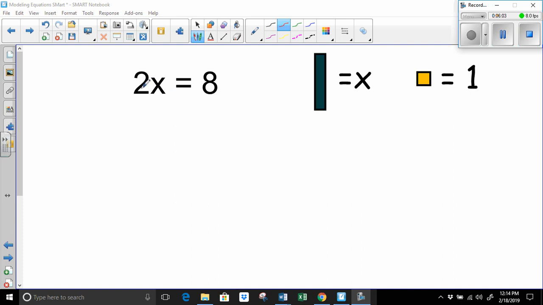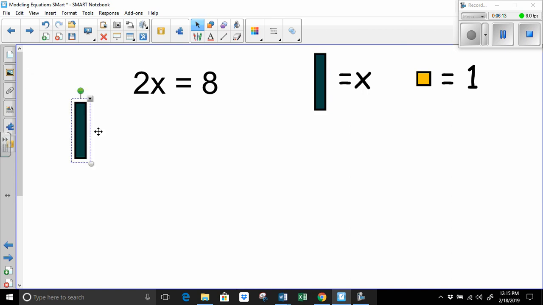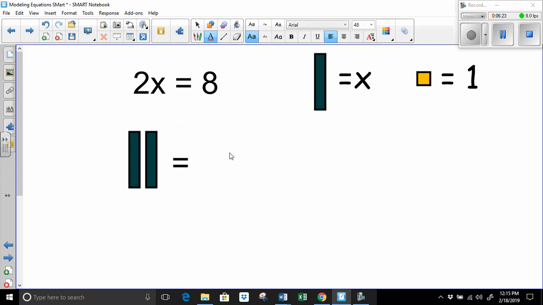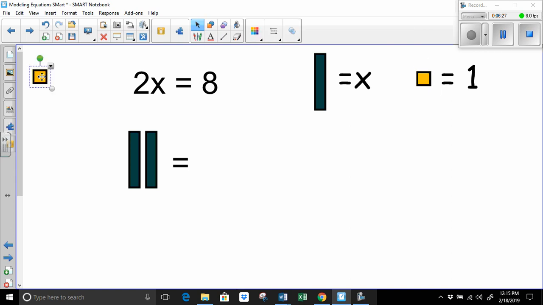So for here, it says 2x equals 8. That means we need to have 2 x's, in other words, 2 bars. So I'm going to go ahead and select 2 bars, 1 and 2. Notice it says 2x, so we have 2 bars, and that's going to equal 8 single units. So I'm going to need 8 of these units.